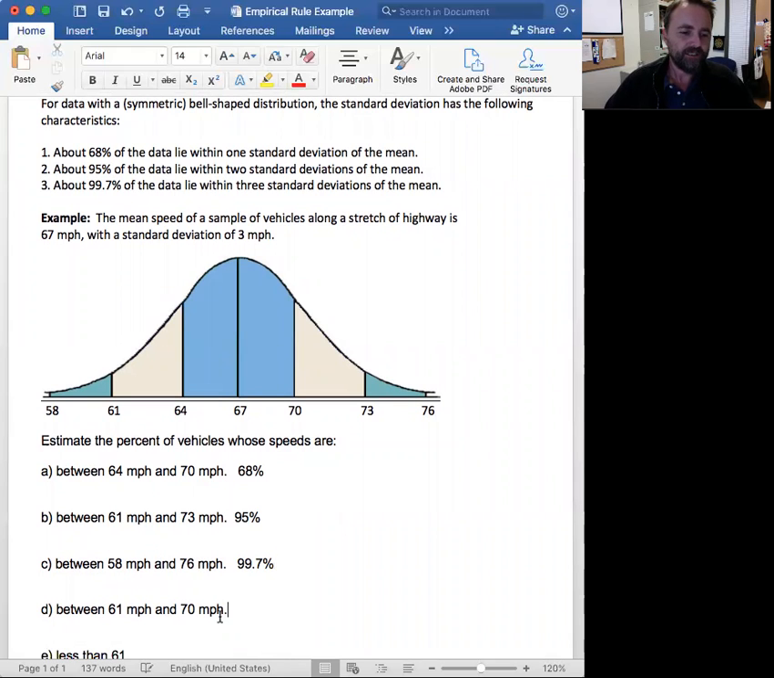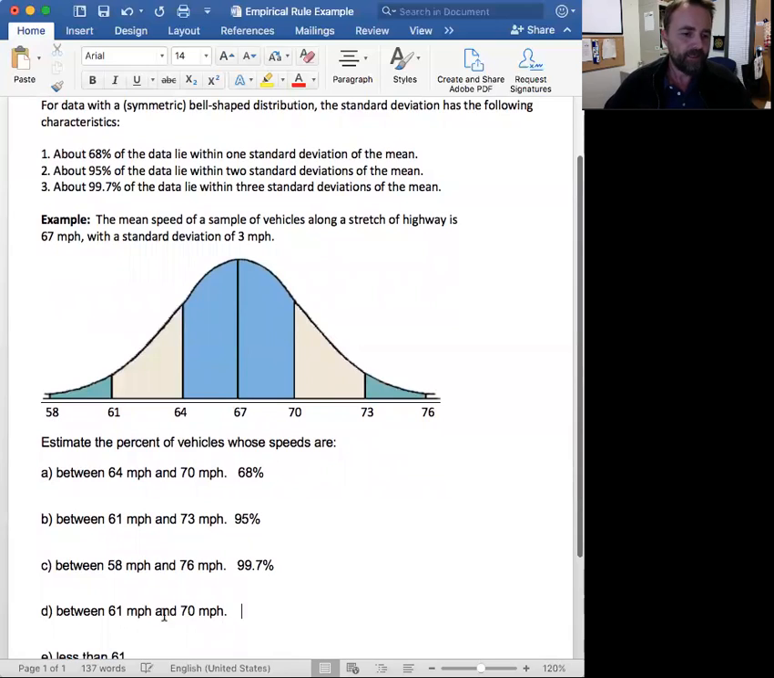Okay, this one's a little tricky. How about between 61 and 70? 61 is 2 below. 70 is 1 above. Ooh, that's kind of mixing and matching these rules. What I would suggest is taking it in 2 parts.